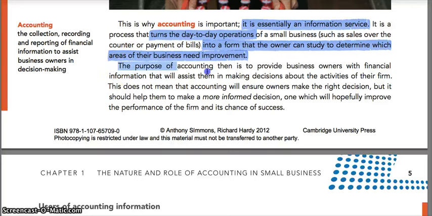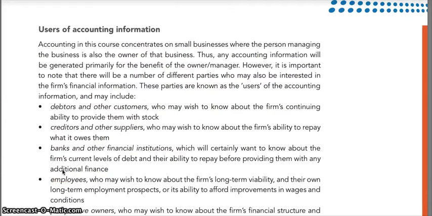So the purpose of accounting is to provide business owners with this financial information that will assist them to make decisions about the activities of the firm. That's basically it. Now, once an accountant's created this information, obviously there are different users of that information. The basic one that we concentrate on is obviously the person owning the business, or the owner of the business essentially. So look, it's basically generated for the benefit of the owner or the manager.